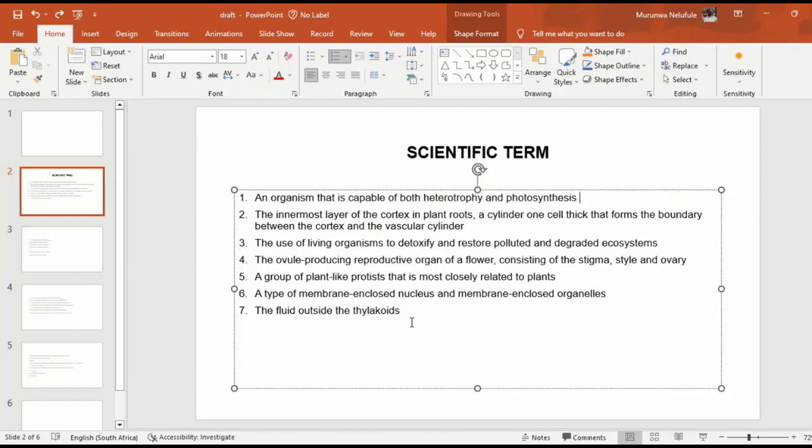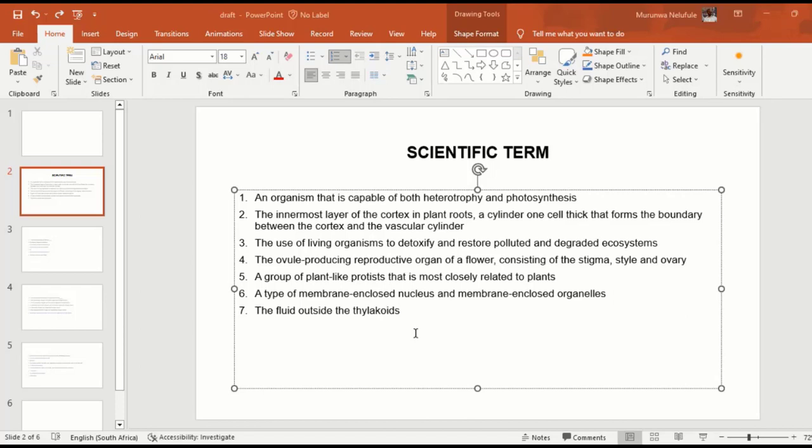So here we're going to be giving scientific terms. One word, this is a description. What is an organism that is capable of both heterotrophy and photosynthesis? Anyone? An organism that is capable of both heterotrophy and photosynthesis.